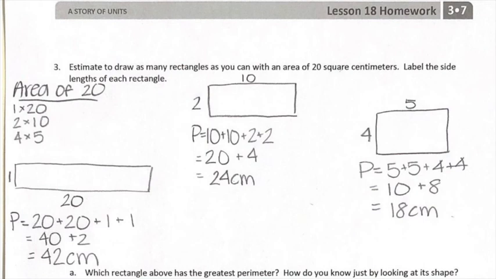I drew my rectangles and I labeled the sides, and I found the perimeter because this will help me later on, but again, you don't have to find the perimeter, it's not asking you to. Make sure you label the sides.